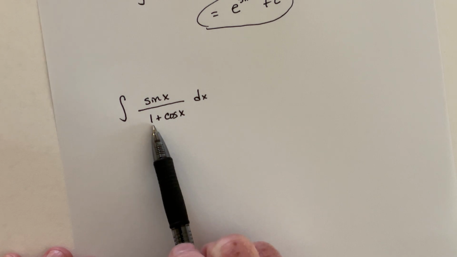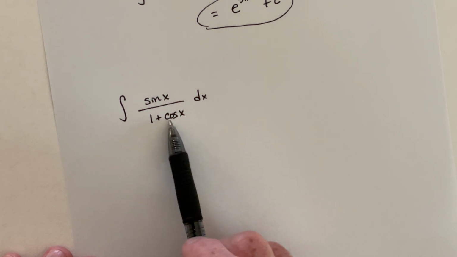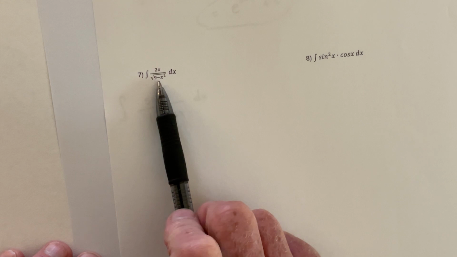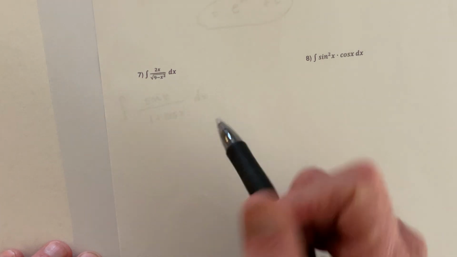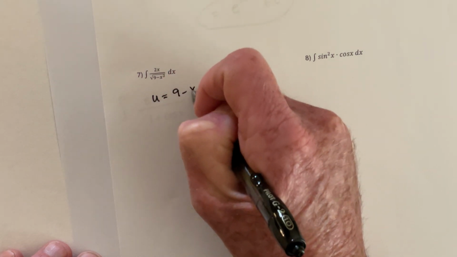So my first idea is that I should let u equal the bottom part. Whenever you have a fraction, it's probably a good idea to let u be the bottom part. So for example, this one, I probably would not let u be the whole thing, the square root, but I would probably go with u equals 9 minus x squared.